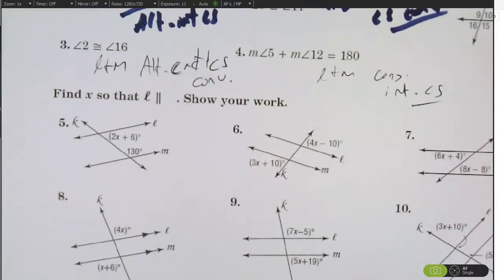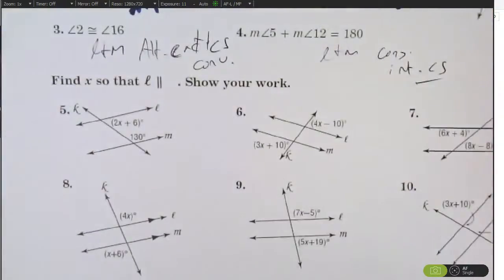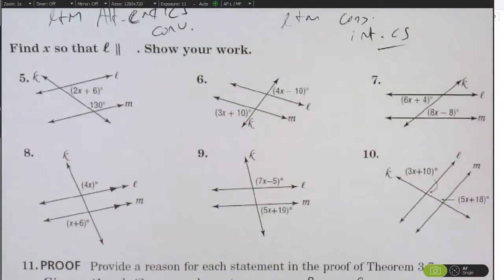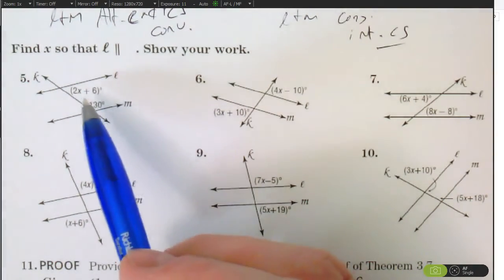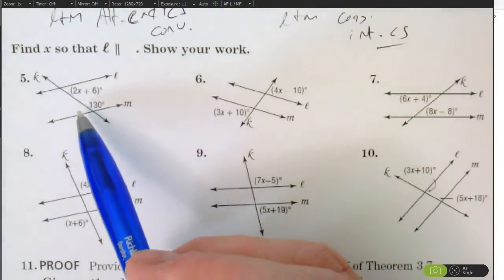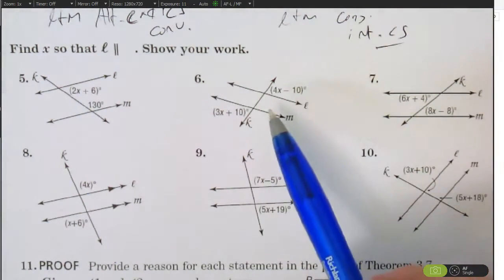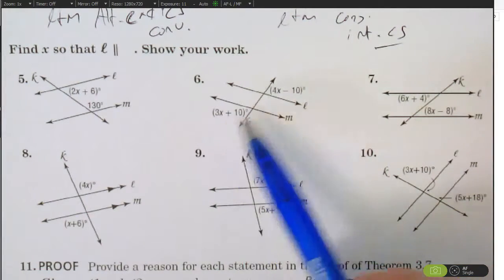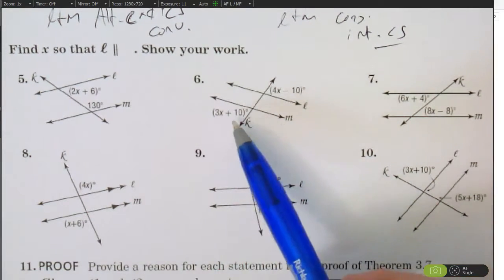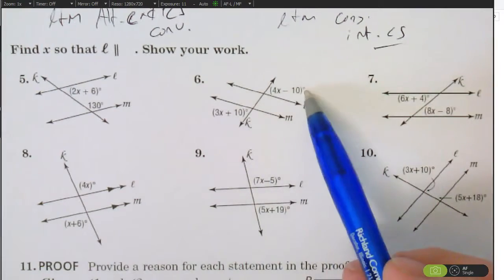Now I'm not going to solve 5 through 10. I'm just going to kind of walk you through what to do. So 5, you have a pair of consecutive interior angles. So in order to make those lines parallel, add them together, set them equal to 180. On 6, you've got a pair of alternate exterior angles. So those have to be congruent or equal for L and M to be parallel. So set those two equal to each other.